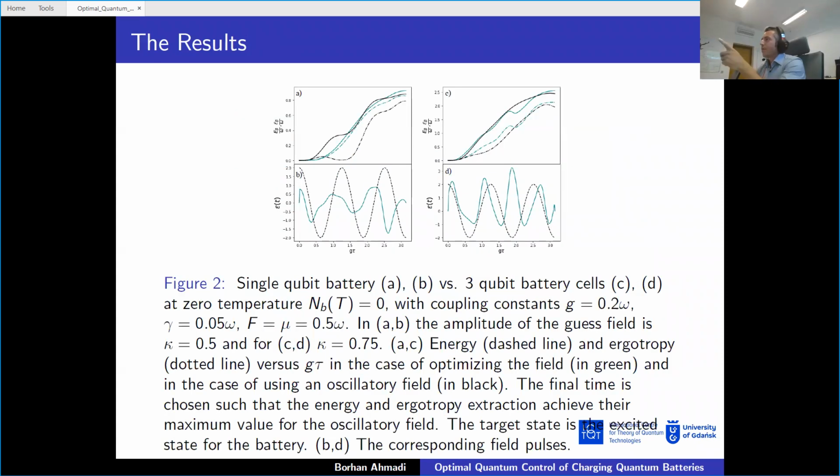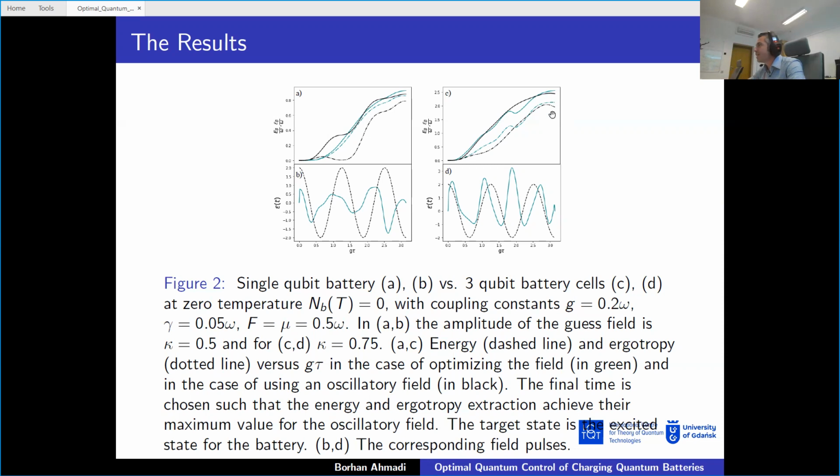So here are the results for 1 qubit in the battery, and on the right, 3 qubits in the battery. The cyan lines are for the optimized case, and the black lines are for the oscillatory case. As you see, with a single qubit in the battery, both energy and ergotropy are higher than for the oscillatory case, and the energy spent by the optimized field is clearly less.